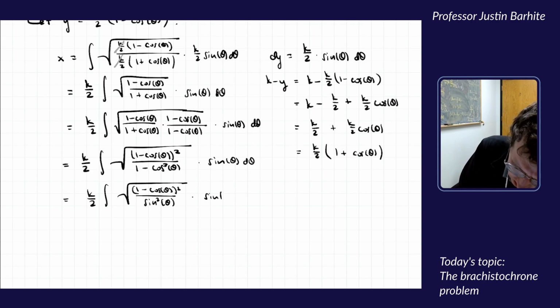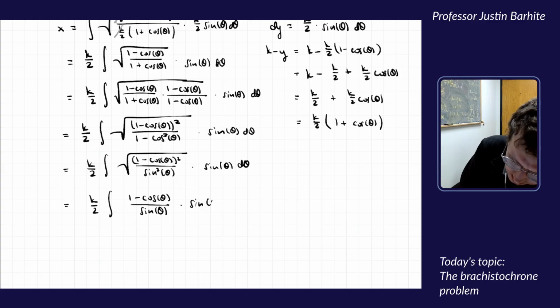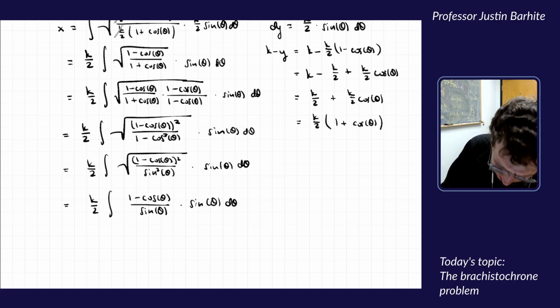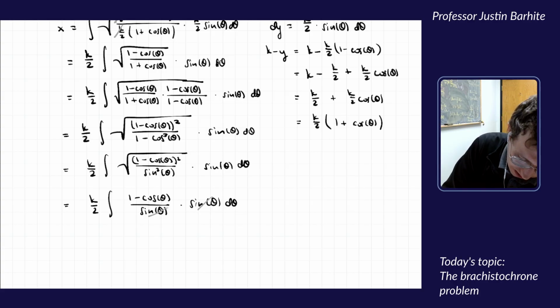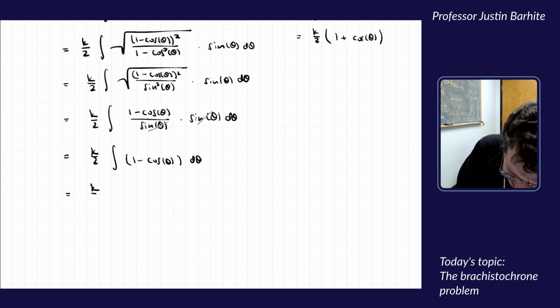And now I trust that you can see how this is going to simplify. That square root is just going to turn this into 1 minus cosine theta over sine theta. And it's better than that because I also have a sine theta floating around outside of the square root. Those are going to cancel. And all that I have to integrate in the end is 1 minus cosine theta. That's easy. The integral of 1 is theta. The integral of minus cosine theta is minus sine theta.